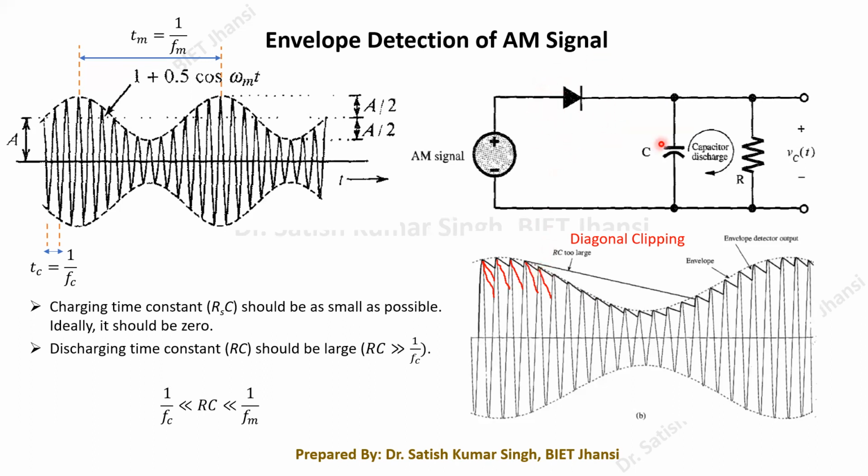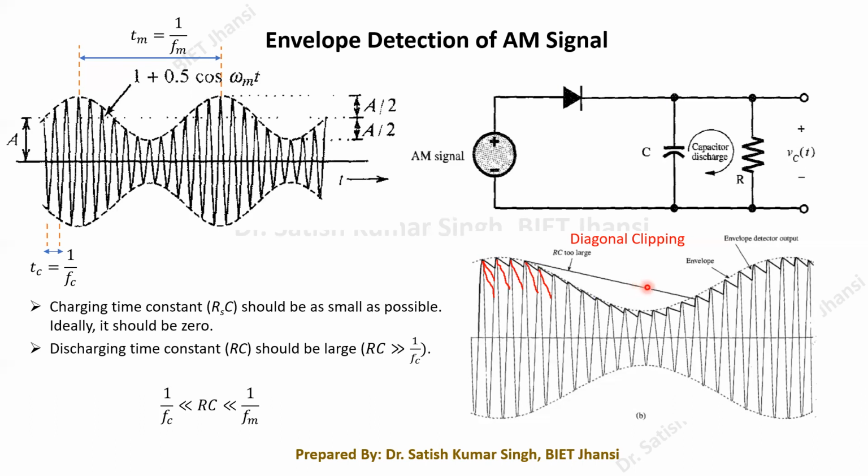Because the capacitor voltage is greater than the peak value of the carrier in the next cycle, it again discharges up to this value through this resistor. Again, when the next cycle comes, at this peak point it is again discharging slowly. So it is not able to follow the peak points of this particular envelope.